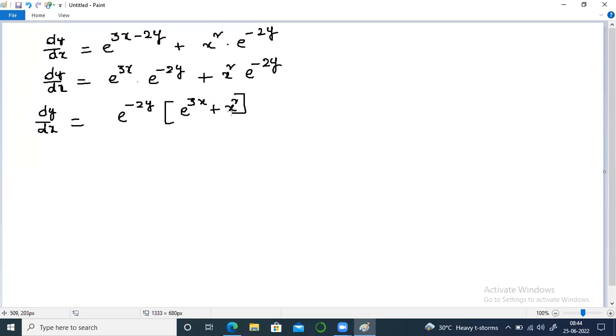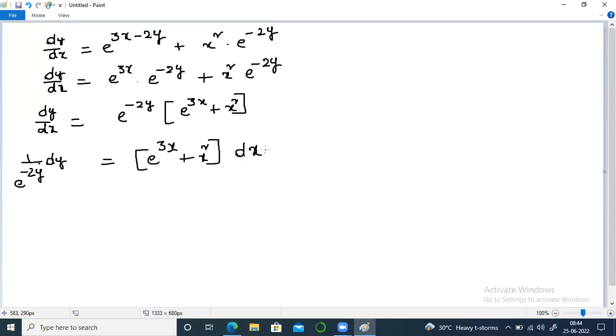So now you see, y terms and x terms can be separated by using this. Now what I do is, dy I keep here only, but I will bring e power minus 2y to the left hand side. So it will become e to the power minus 2y dy. Dx term I will take this side, e power 3x plus x squared into dx.